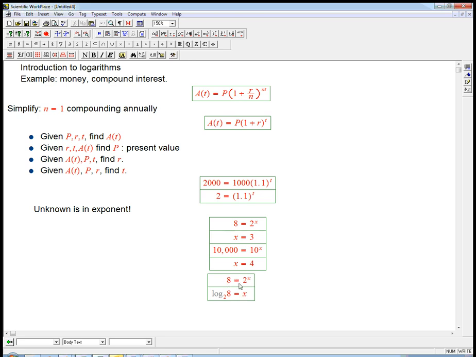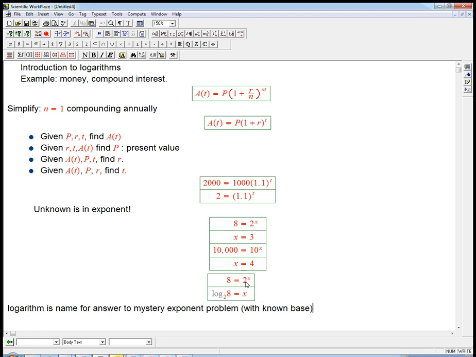So here, if I'm solving 8 equals 2 to the x, I'm playing the mystery exponent game. The name for the mystery exponent I have to raise the base 2 to in order to get 8 is called the logarithm to the base 2 of 8. So it's the answer to the mystery exponent game. So logarithm is our name for the answer to the mystery exponent problem with a fixed known base.